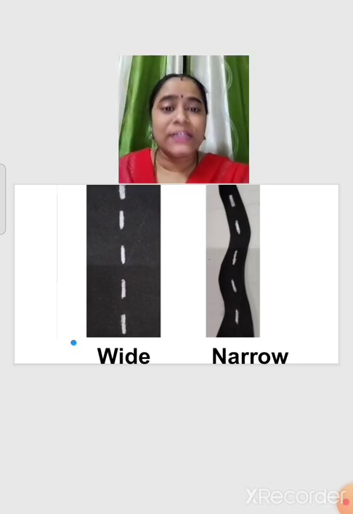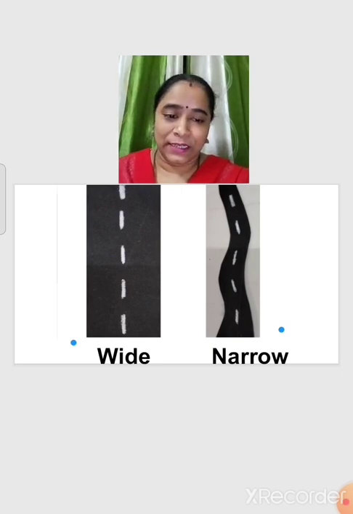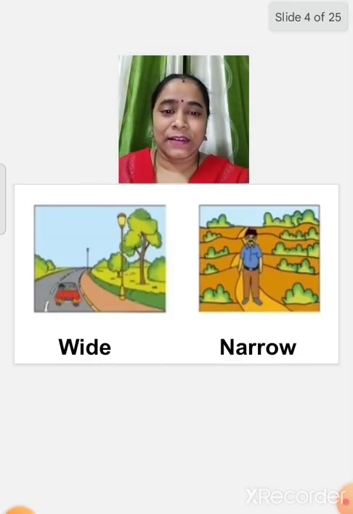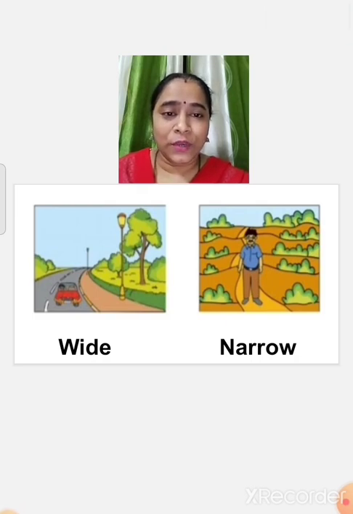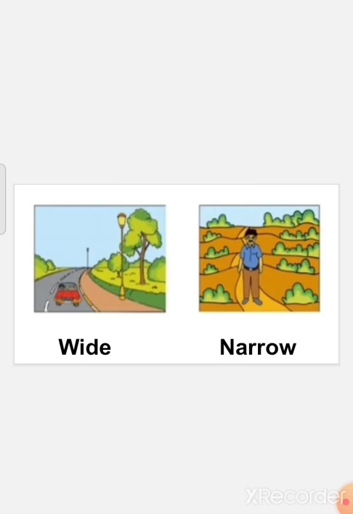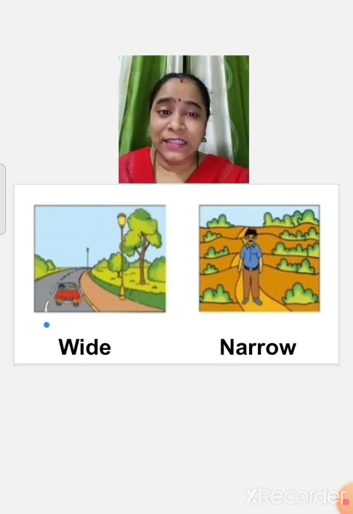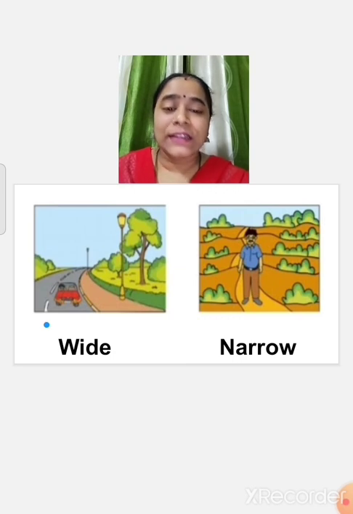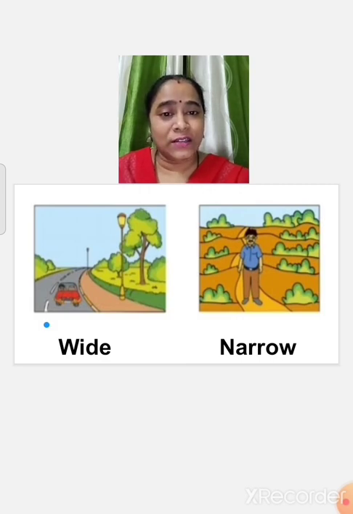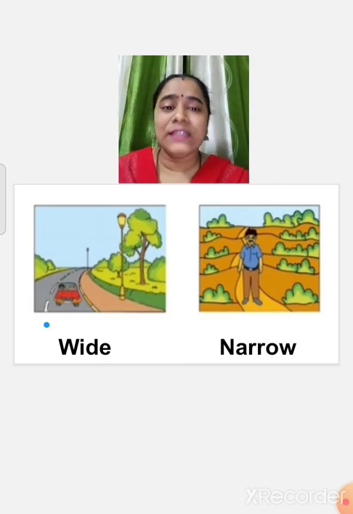This road is wide. This road is narrow. Yes, children. What you can see? Roads. This road is wide. It is broad. The sides are not closer to each other. Okay, so this road is broad. This road is wide.